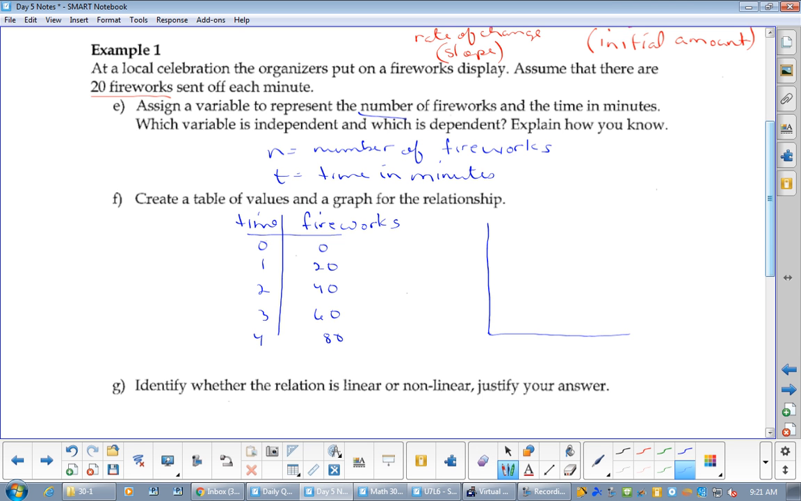Which one should we put on the bottom? Time, which is usually there, because then people could say you're controlling how many fireworks you're putting off, but we're really keeping the time very standard. Good question. Not very often. So it is quite standard to put time on the bottom.